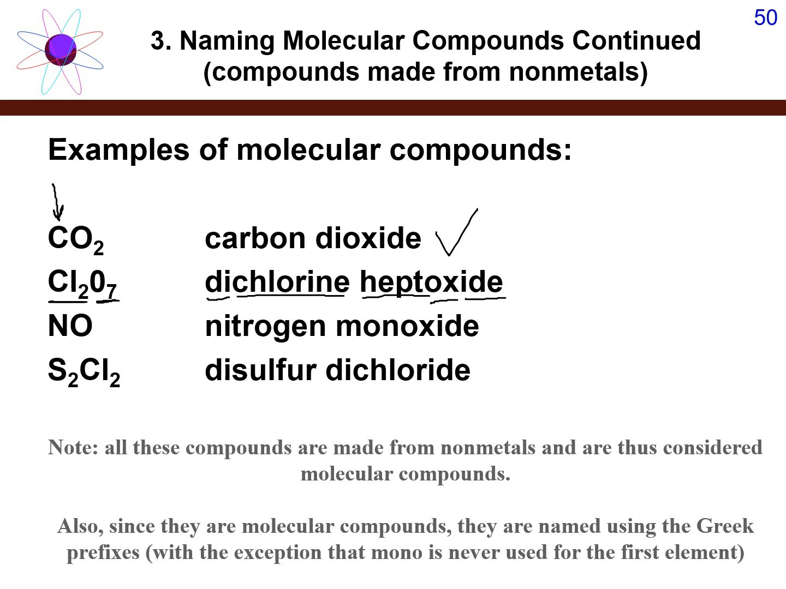Next is nitrogen monoxide. There's only 1 nitrogen, so we don't say mono, we just say nitrogen, and then there's one oxygen. Since this oxygen is not the first element in this compound, we do give it mono, so it's monoxide. All right, here we have disulfur dichloride. Notice all of these have an IDE ending. That's how you know that it is a compound.